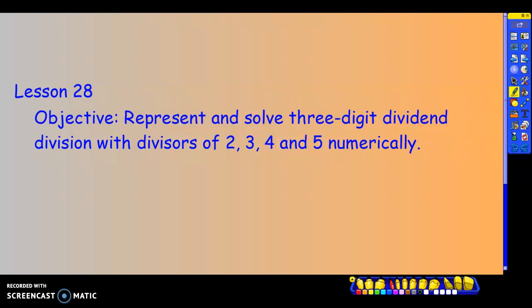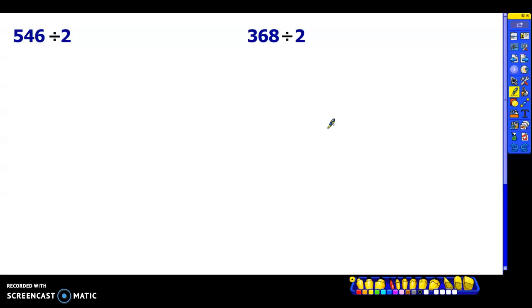Our objective is to represent and solve 3-digit dividend division with divisors of 2, 3, 4, and 5 numerically. Alright, so we're going to have some larger dividends. We're dividing by 2, 3, 4, or 5. Alright, let's take a little review, a little practice here. So we've got 2 3-digit numbers here, and they're being divided by 2.